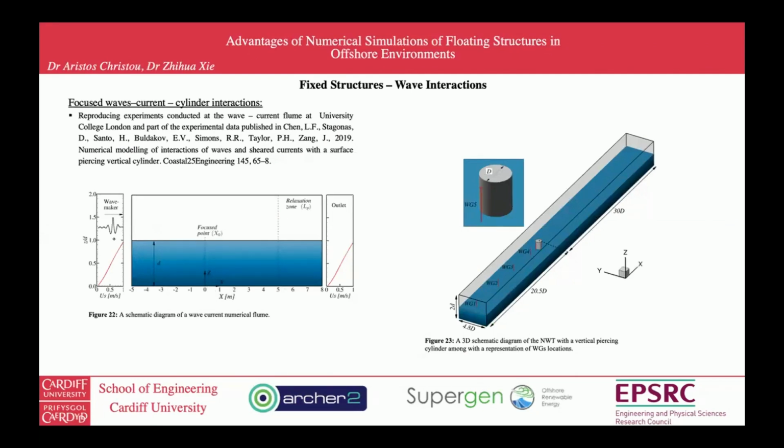Finally, when it comes to fixed structures, we've tested focus waves interacting with shear currents or depth-varying currents. So we have waves, and then we have underlying currents with maximum velocity on the water surface and zero on the flow bed, in two directions. One case was currents following the waves, and on the other hand, we have the current going in the opposite direction.